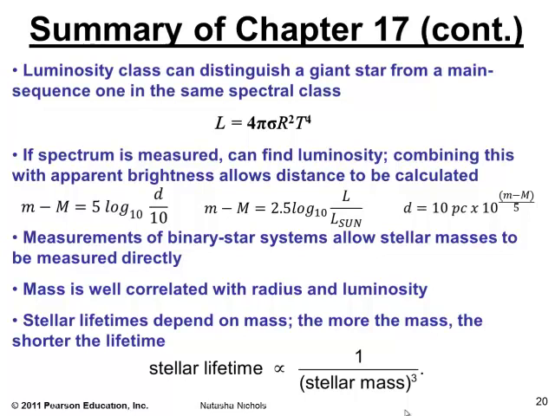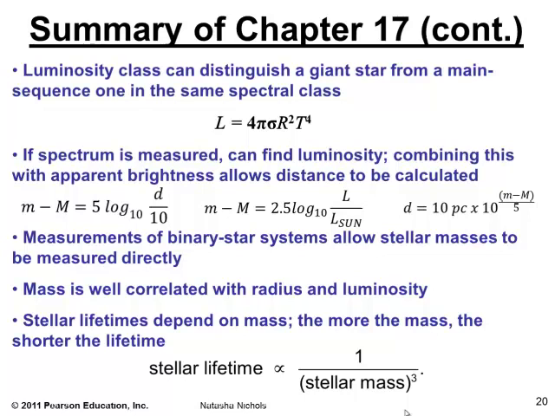Luminosity class can distinguish a giant star from a main sequence one in the same spectral class, and there's a mathematical relationship for that. 4 pi and sigma are just constants, just numbers. R corresponds to the radius and T corresponds to the temperature.